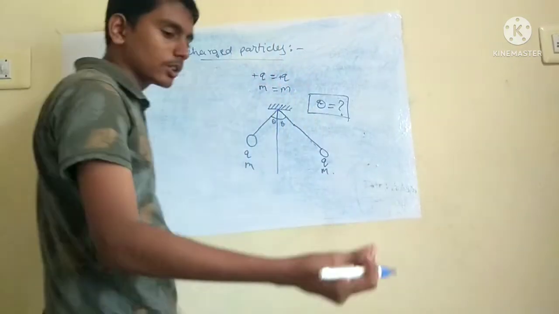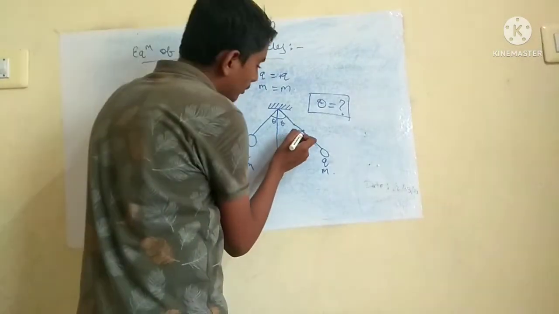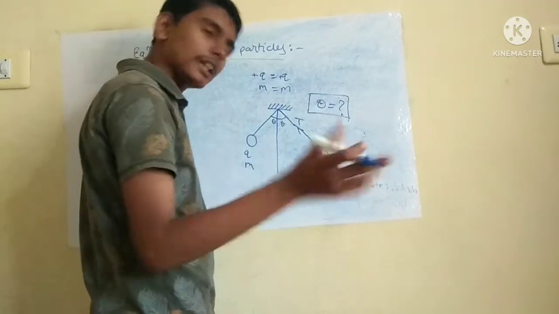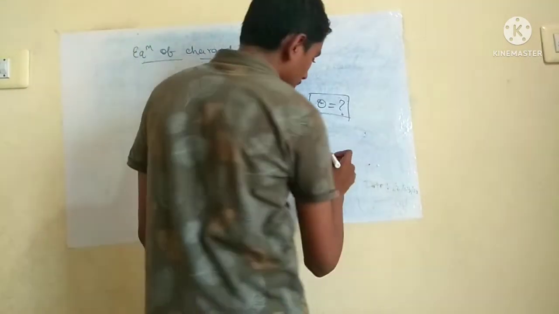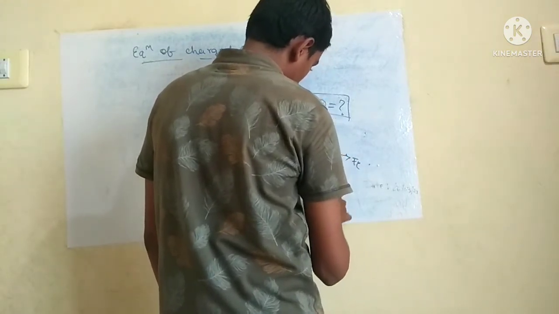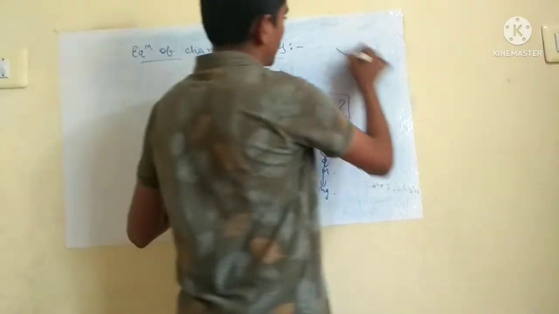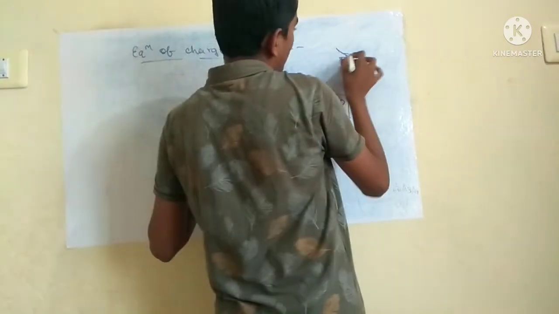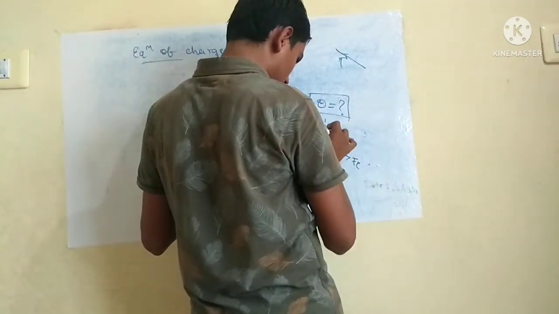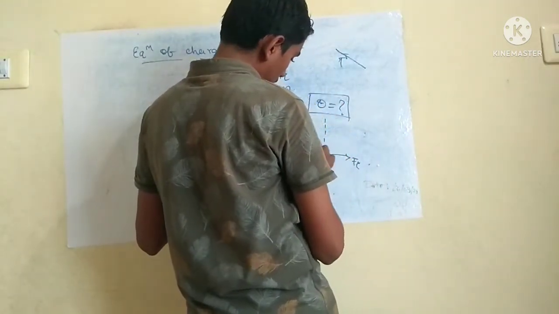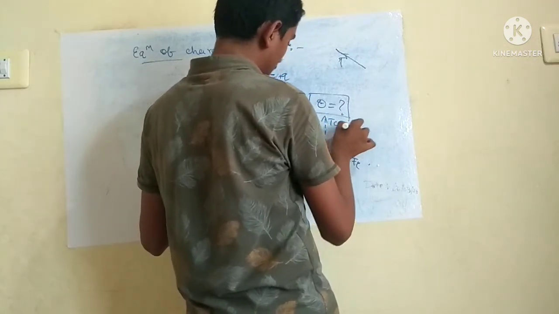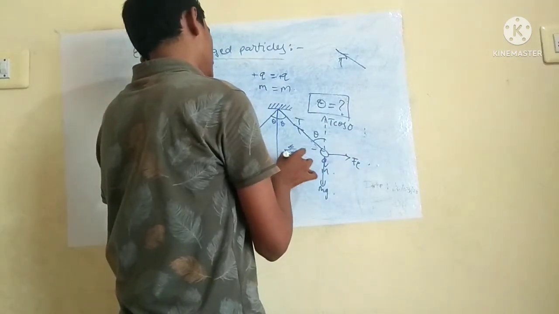Now I will calculate. Now here will be tension. If you consider either of these charges, I will consider this charge. Here will be electrostatic force, here will be gravitational force. Now this T is in this direction. Now I will resolve that into vector form. Here I will resolve that into components. If this is theta, this will be theta. Then this will be T cos theta. Then this will be T sin theta.